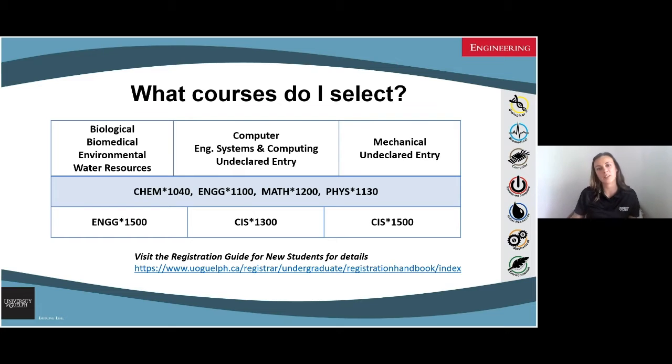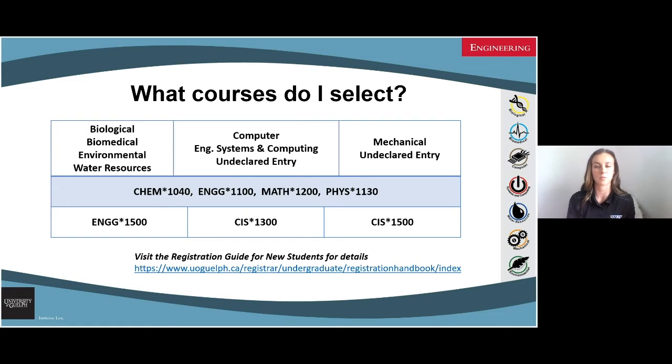So what courses do you select? Across all engineering disciplines, there is a very common first year. Everyone will pick the same first 4 courses: Chemistry 1040, ENGG 1100, Math 1200, and Physics 1130. The 5th course is going to vary depending on which discipline you're in. So if you're in biological, biomedical, environmental, or water resources, you will pick ENGG 1500 as your 5th course. If you're in computer engineering, systems and computing, then you're going to pick CIS 1300. And if you're in mechanical, you're going to choose CIS 1500.